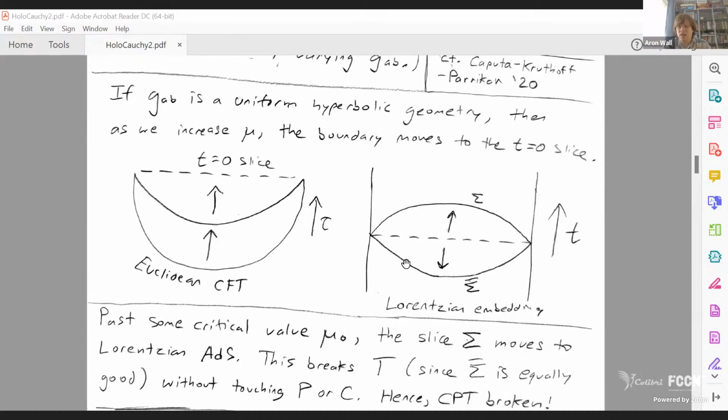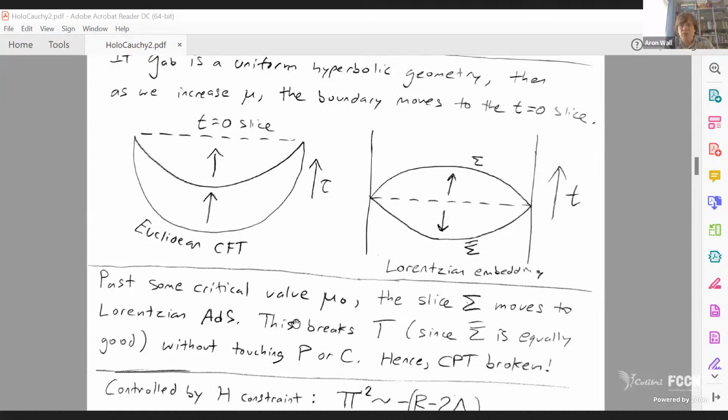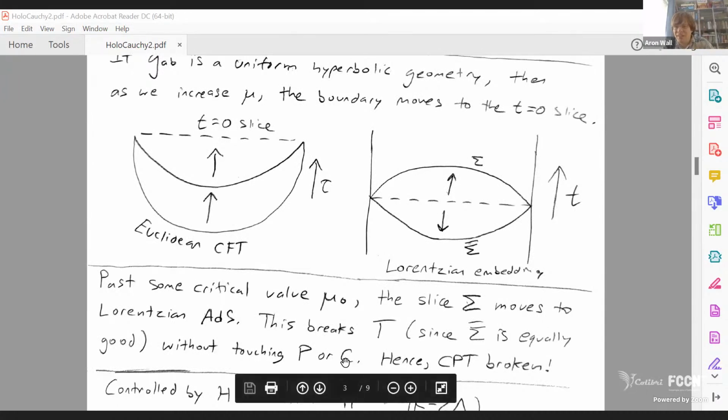Since we have multiple, these correspond to different quantum mechanical saddles, different quantum gravity saddles, so we should really sum over both of them, which means that our partition function is going to end up being a sum of two terms, each of which separately breaks time reversal invariance. That's why I call this spontaneous time reversal breaking. Now we haven't touched P or C in this setup, so that's why we also break CPT.